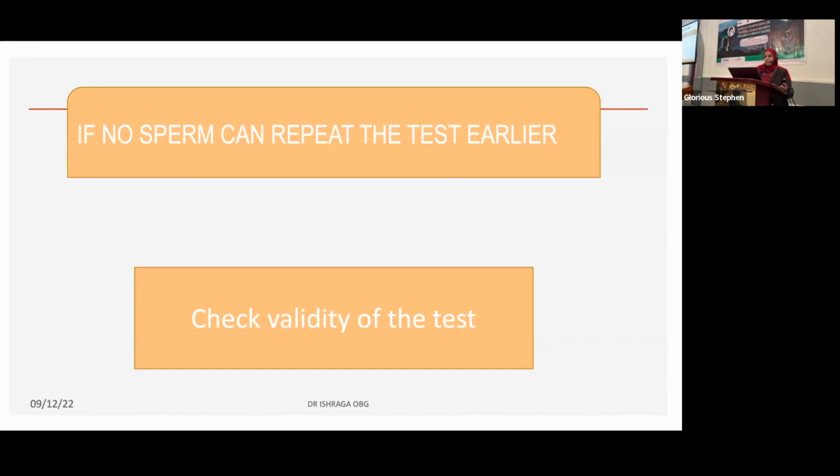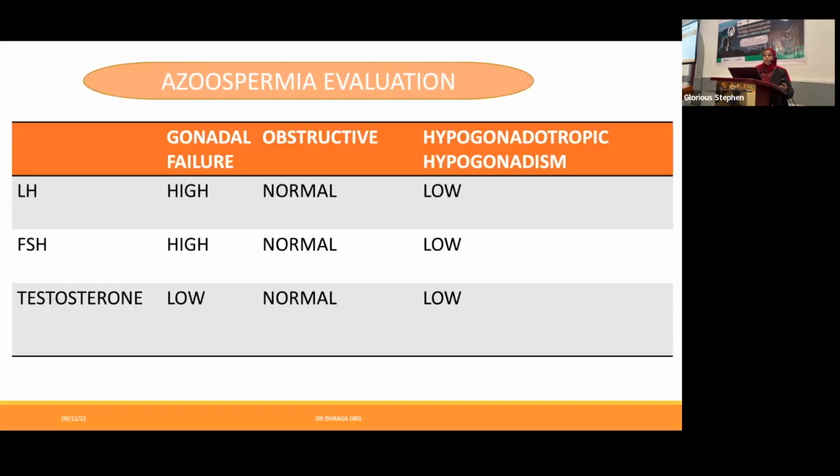If no sperm, azoospermia, we can evaluate by doing the hormone tests, the gonadotropins and the testosterone. If gonadotropins are high and testosterone is low, it means there is gonadal failure. If all hormones are normal, it means there is obstruction, and if gonadotropin and testosterone are low, it means there is hypogonadotropic hypogonadism, a central defect.